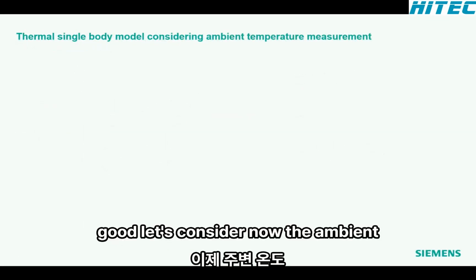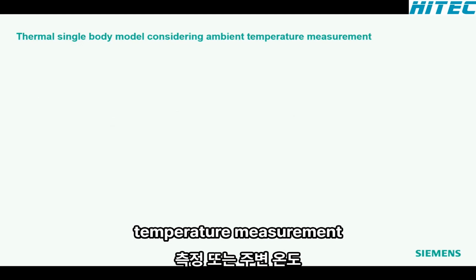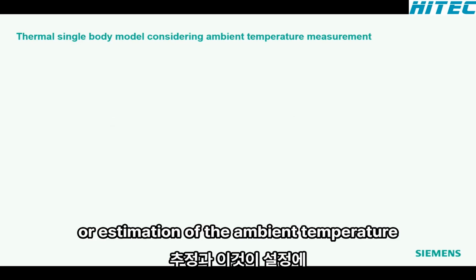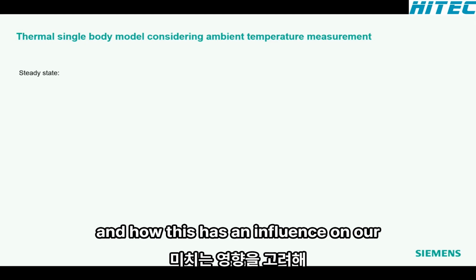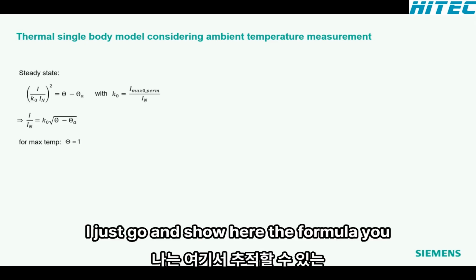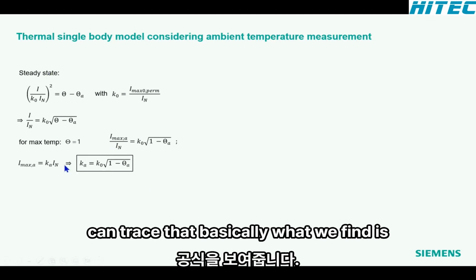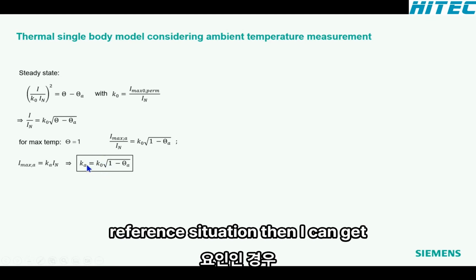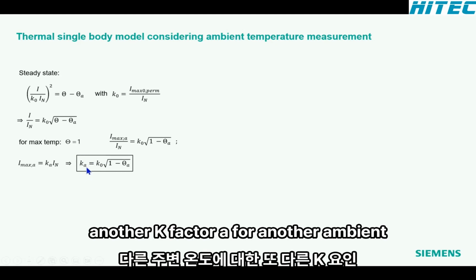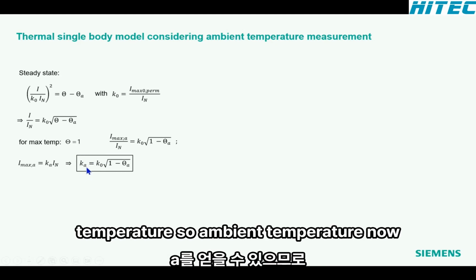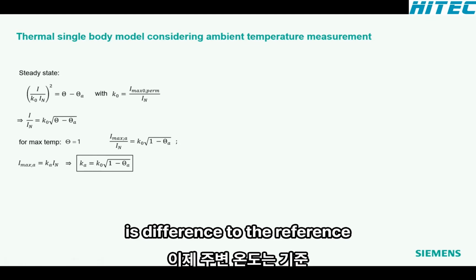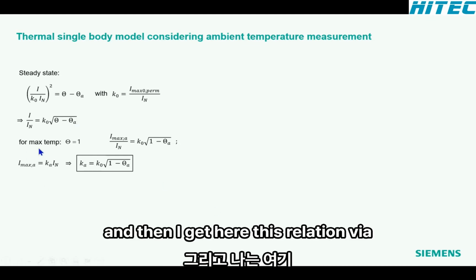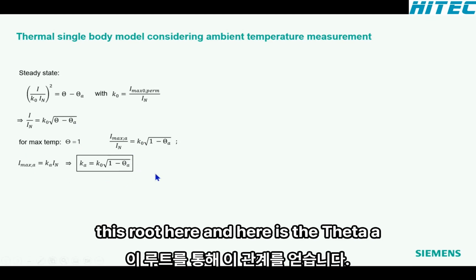Good. Let's consider now the ambient temperature measurement or estimation of the ambient temperature and how this has an influence on our settings. I just go and show here the formula. You can trace that. Basically, what we find is if this is our K factor for the reference situation, then I can get another K factor Ka for another ambient temperature. So ambient temperature now is different to the reference temperature. And then I get this relation via this root here, and here is the theta A inside here.